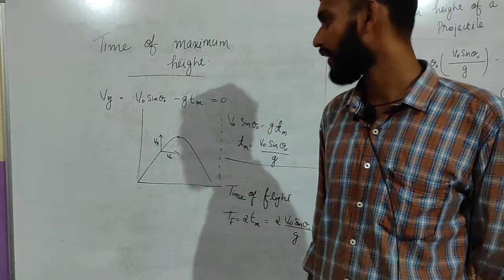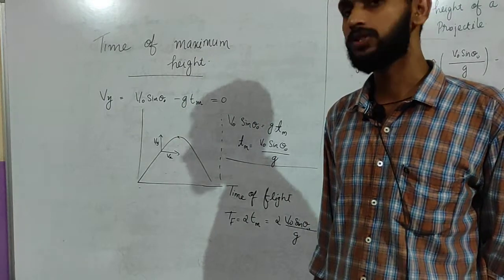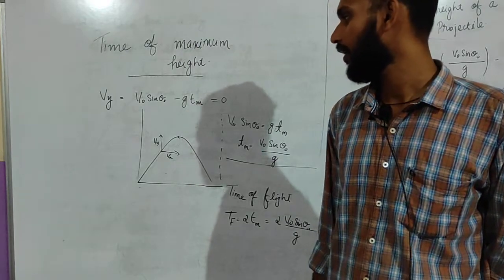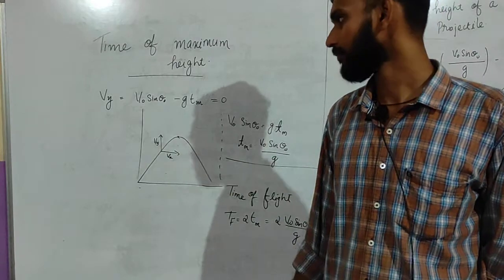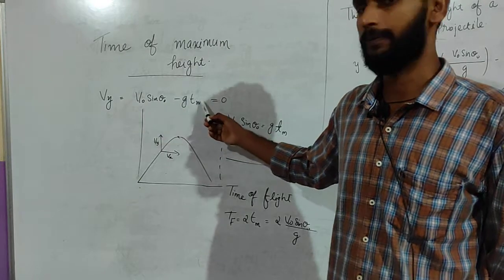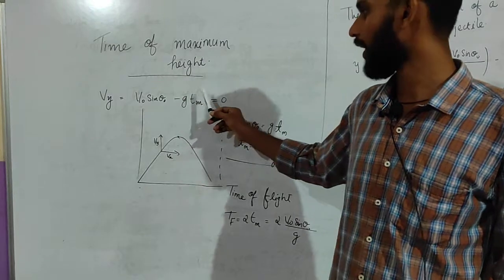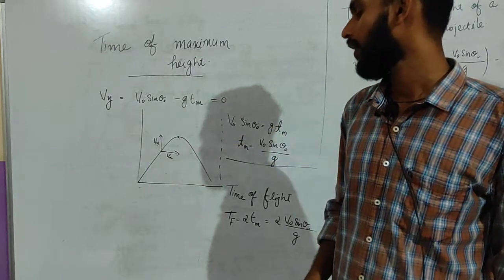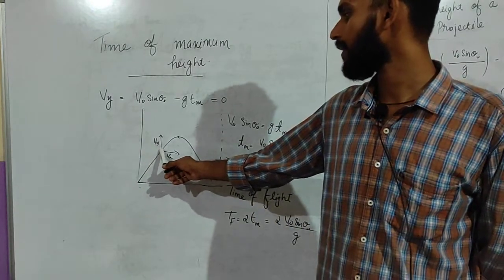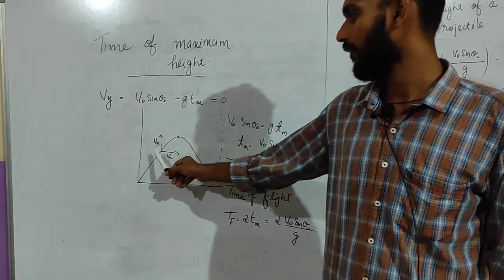For that we are considering the Vy value, that is the vertical component of the velocity at the maximum height. You know that Vy is equal to V0 sin theta 0 minus g into t, for Tm, which represents the time required for the maximum height. Suppose you are considering a point in between, the vertical component Vy will be acting upwards and Vx will be horizontal.